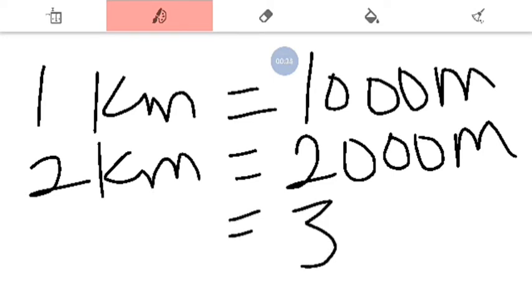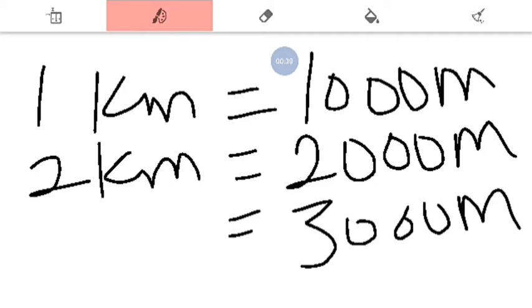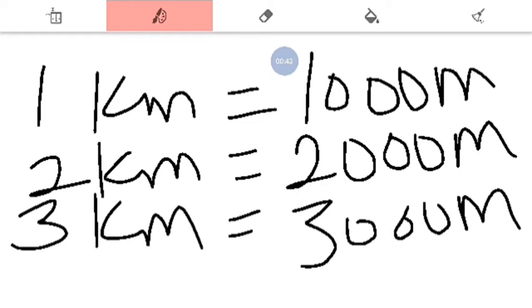Now how many kilometers would be 3000 meters? Correct. 3 kilometers. Now we can see how simple this is. Give yourselves a round of applause. You are great.